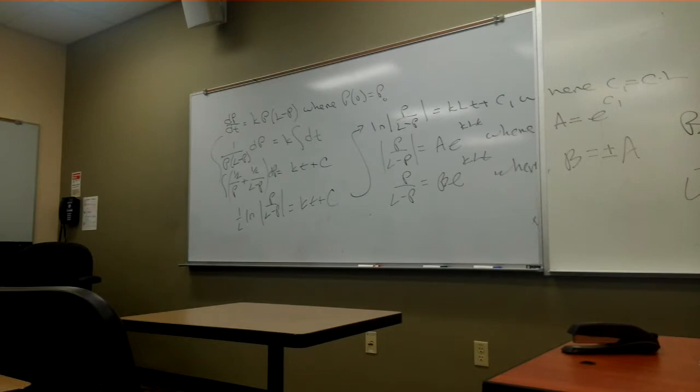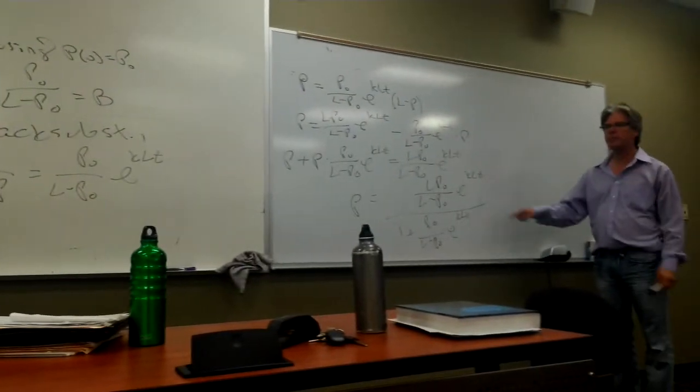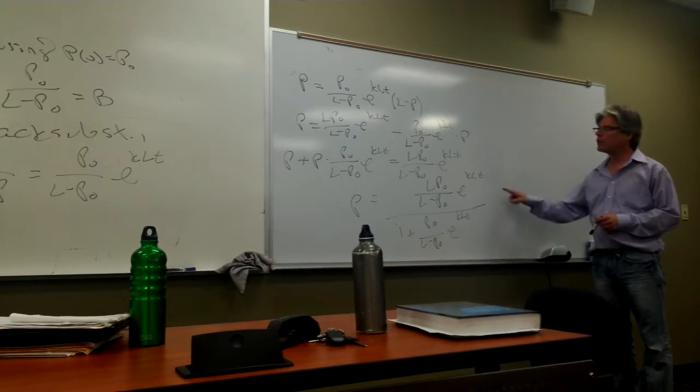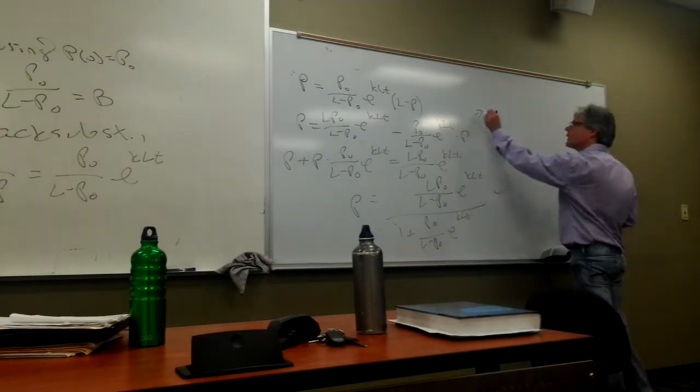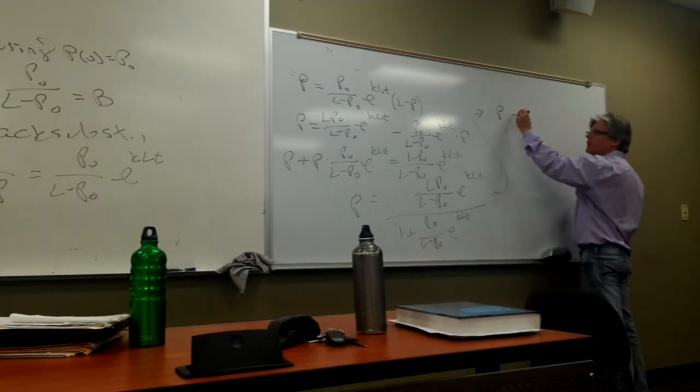Oh, you guys, I don't like it. It's a mess, isn't it? Can I get rid of the smaller fractions better than the big ones? I'll multiply top by L minus P naught. And that tells you that population can be expressed this way.